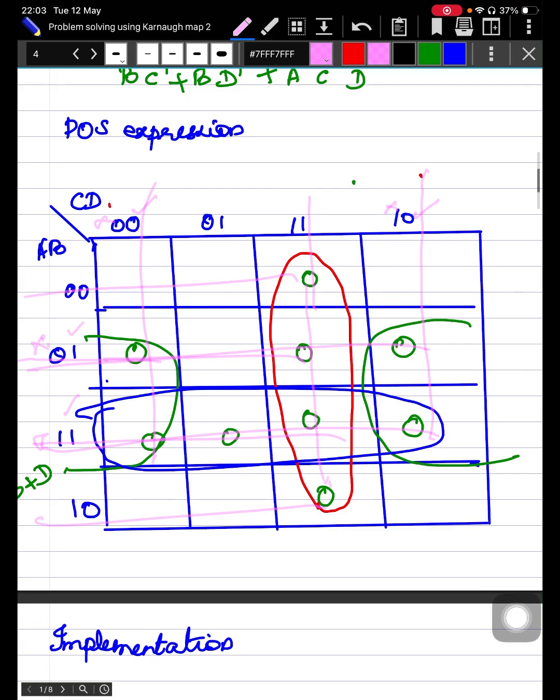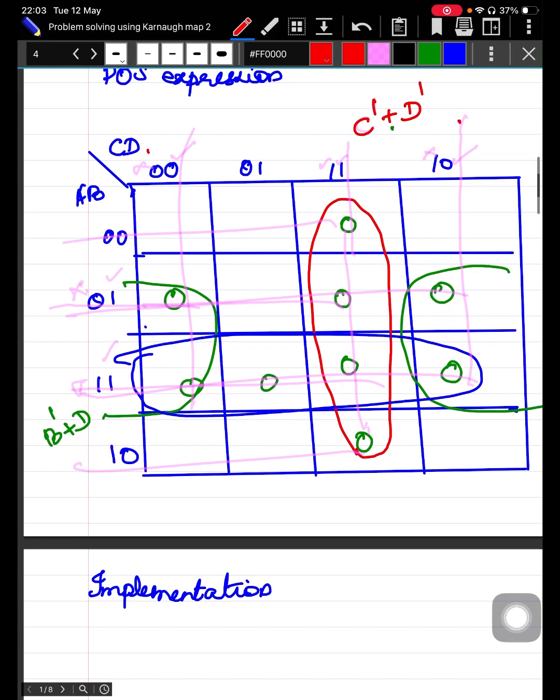Yeah. What's the name for it? C is 1 and D is 1. How do I write the POS expression? POS expression will be C dash plus D dash. Am I right? So I want you to grasp the difference between the POS and the SOP expressions. That's why I'm giving you this extra problem, right?